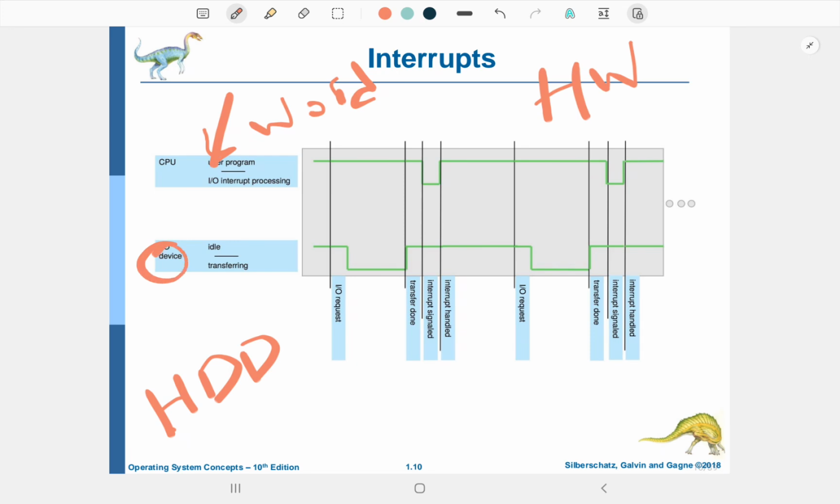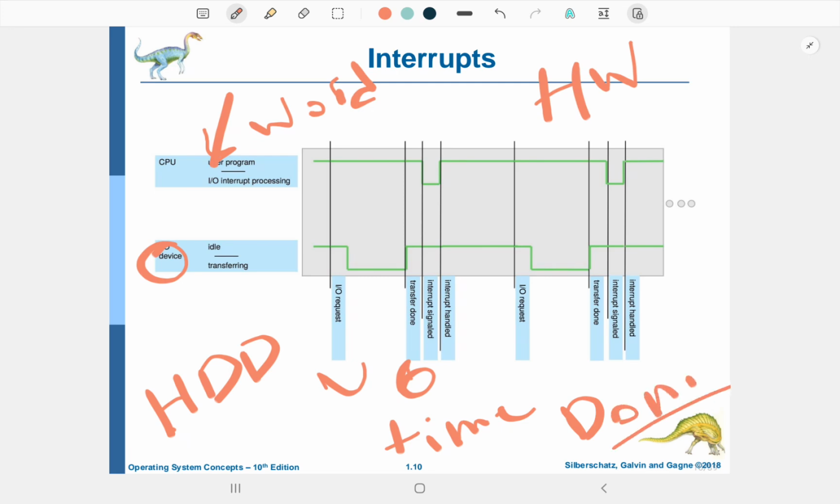What happens is the CPU will send an I/O request to the device, and then the device will start transferring the data that you need. Transferring data will take some time because devices are usually slower than the CPU. So we let the device do its own work, and then when it's done, the device will send an interrupt to the CPU saying that I'm done copying the data and the data is now ready.